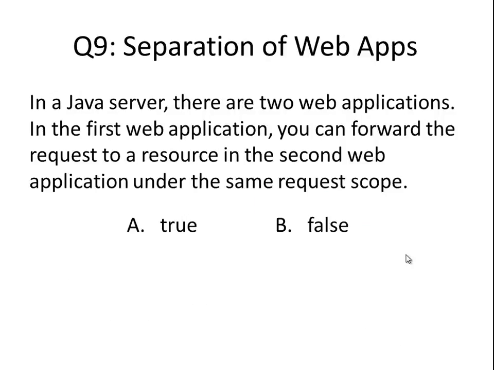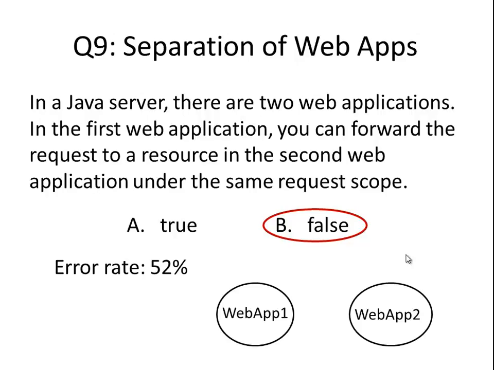Question number 9. Separation of web apps. I remember I spent a lot of time in class explaining this concept. This is a Java EE requirement, separation of the resources for different web applications. 52%, a little more than 1/2 of the students missed this one. Answer is B. Let me use a diagram to explain it.